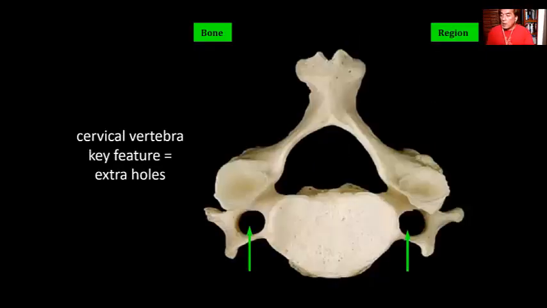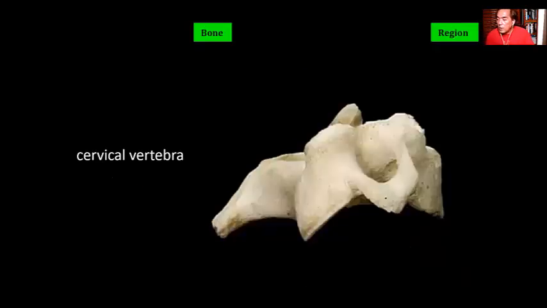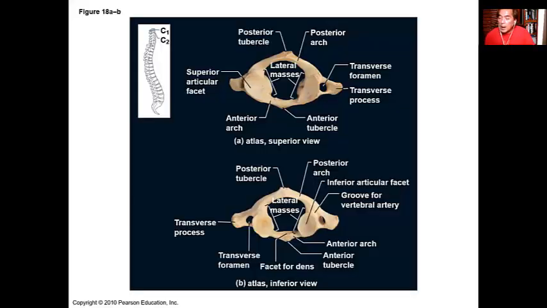This one is cervical because I have holes on the transverse foramen, and the spinous process is bifid. Okay, this is cervical, and the holes of the transverse foramen are called the transverse foramina. So still cervical, but the transverse process has a hole. Okay, now these are basic cervical vertebrae.